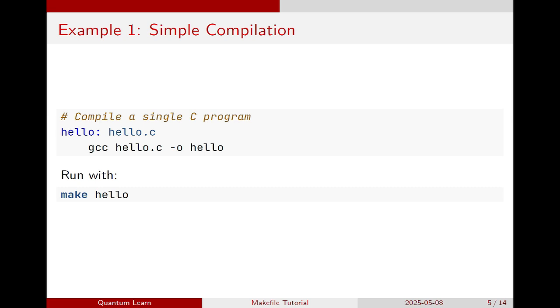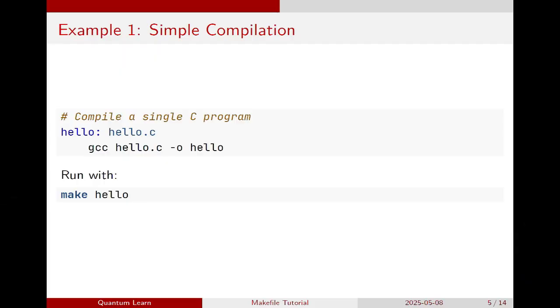Here is an example of a simple compilation. The lines which start with a hash are comments, so you can ignore them. hello is the target, hello in blue color, colon, and then hello.c, which is the dependency. What it means is whenever there is a change in hello.c, the target will be regenerated. And the rule here is gcc hello.c -o hello. So what it says is compile hello.c using gcc, and put its output in the file called hello.